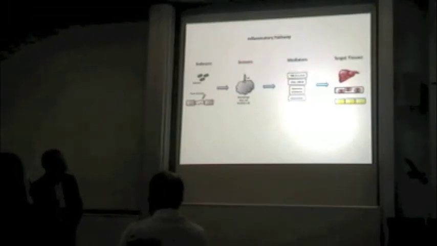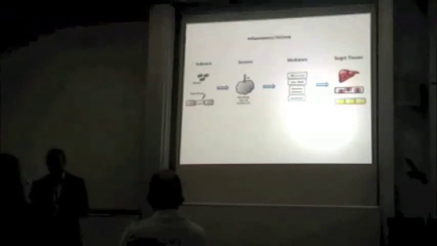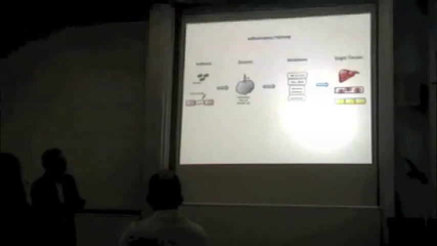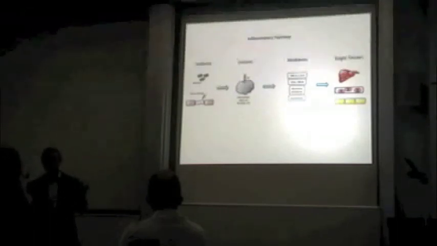Target tissues have receptors for inflammatory mediators, and what these mediators do to target tissues is alter their functional state. They alter their functional state in a way that is intended to optimize elimination of the inducers, whether it's an infection or tissue injury.